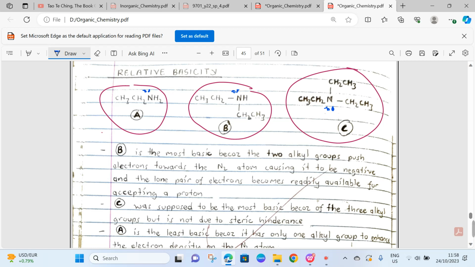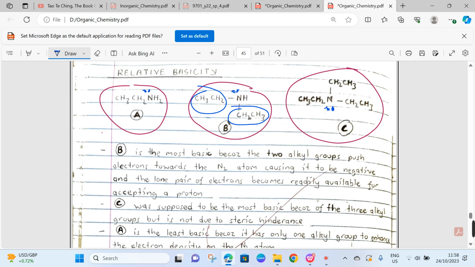Why? Because it has two alkyl groups, right? One of which is this one, 1, 2. These alkyl groups tend to push electrons towards the nitrogen atom, right? Making the nitrogen atom electron rich. They enhance the electron density of the nitrogen atom, making the lone pair of electrons on the nitrogen atom readily available for proton acceptance.